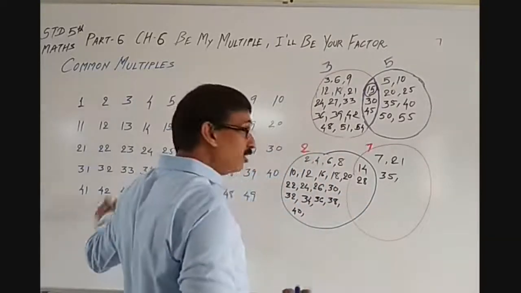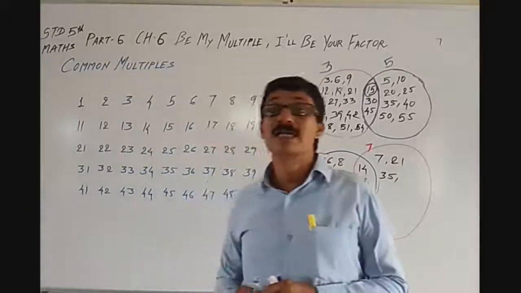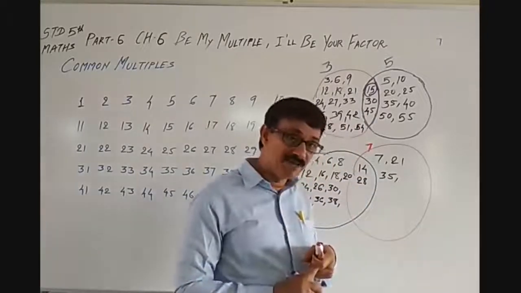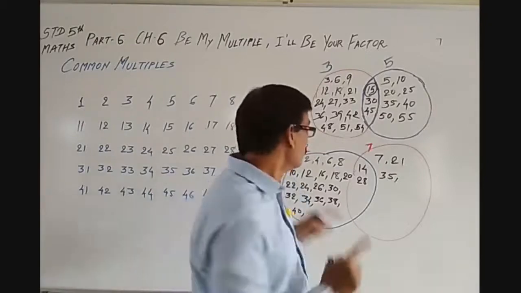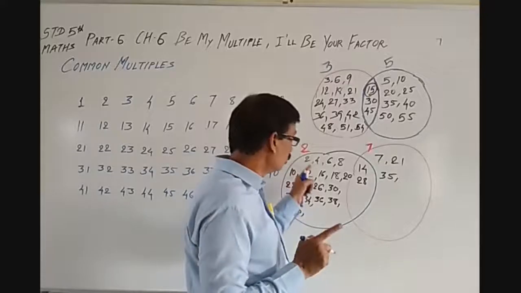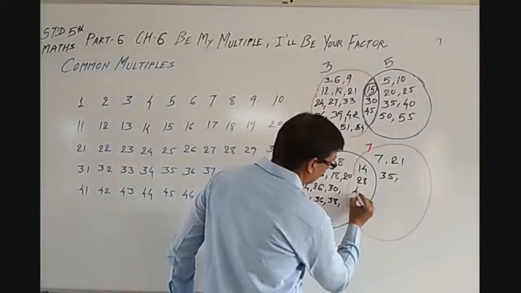Then 41, 42. Is 42 a multiple of 2? Yes. Is it a multiple of 7 also? 7 6s are 42, so it is common to both. 42 is common to both 2 and 7. That is why I should write it over here.